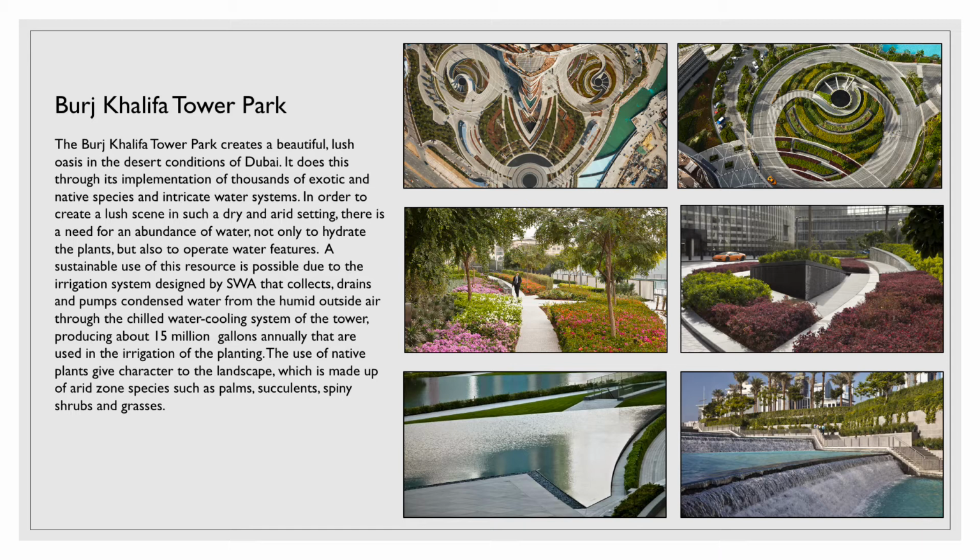A sustainable use of this resource is possible due to the irrigation system designed by SWA that collects, drains, and pumps condensed water from the humid outside air through the chilled water cooling system of the tower, producing about 15 million gallons annually that are used in the irrigation of the planting. The use of native plants gives character to the landscape, which is made up of arid zone species such as palms, succulents, spiny shrubs, and grasses.